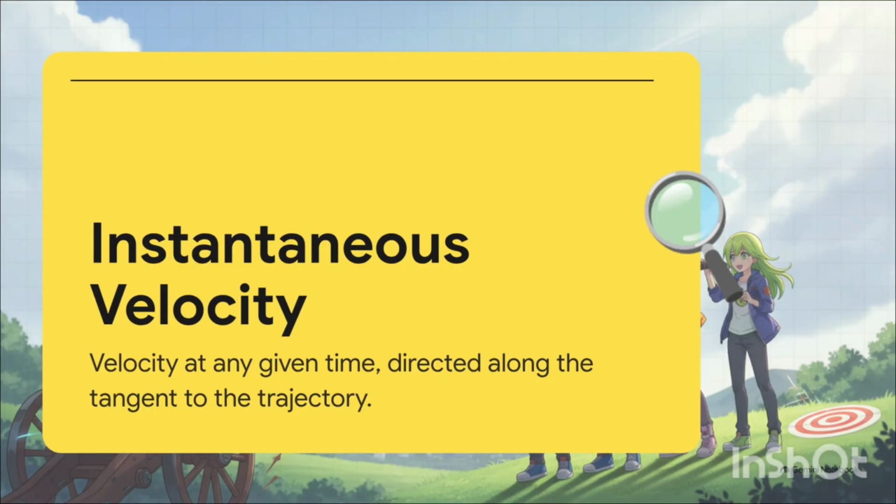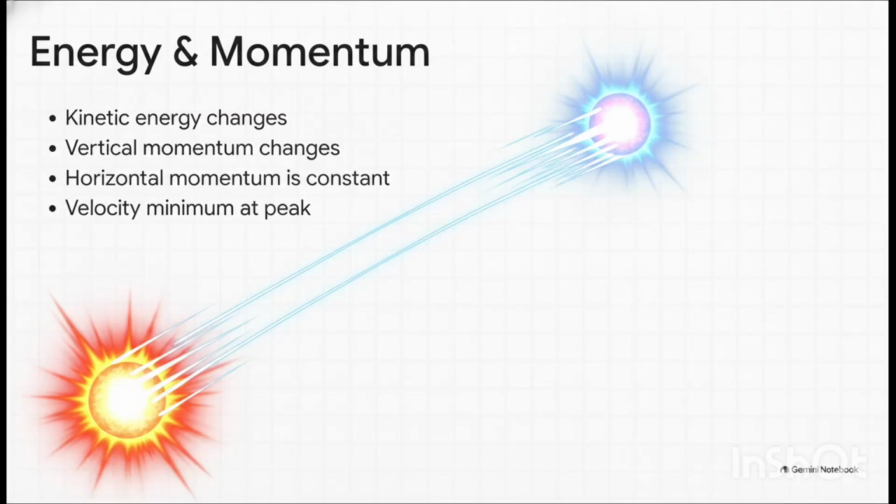Section 4. Velocity and momentum. Let's dig a little deeper here. What's actually happening to the energy, the speed, and the momentum as our lion, or our bullet, flies through this parabolic path? Well, at any specific microsecond during the flight, an object has what we call instantaneous velocity. This velocity is always pointed right along the tangent of the curve. And remember our golden rule. This instantaneous velocity is just a combination of its constant horizontal speed and its ever-changing vertical speed. This creates some pretty wild shifts in energy as the projectile flies.